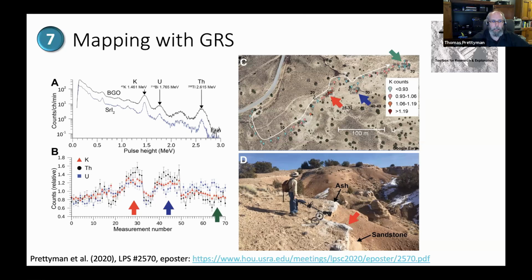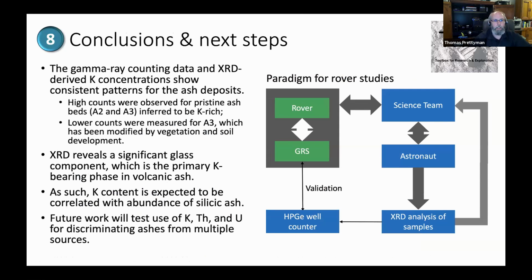So let's move on to the next and final chart. Basically what we found in this preliminary study is that the gamma ray counting data and the XRD-derived potassium concentrations show consistent patterns. And that's really good news because we can use them together as part of our field study. And then the XRD reveals a significant glass component, which is the primary potassium-bearing phase in the volcanic ash. And so the potassium content that we measure with GRS can be correlated with the abundance of silicic ash in this region.